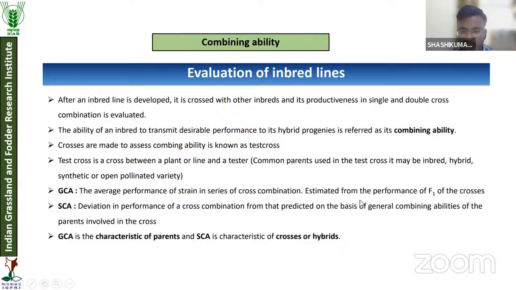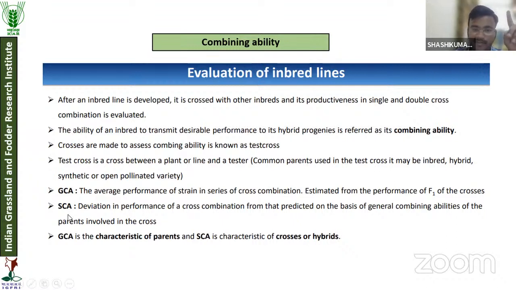It means the mean of the crosses of the particular parent and its deviation from the whole mean of the crosses conducted is called general combining ability. Specific combining ability is the deviation in the performance of a cross combination from that predicted on the basis of the general combining abilities of the parents involved in the cross. Specific combining ability is how superior a particular cross is among the different crosses attempted.